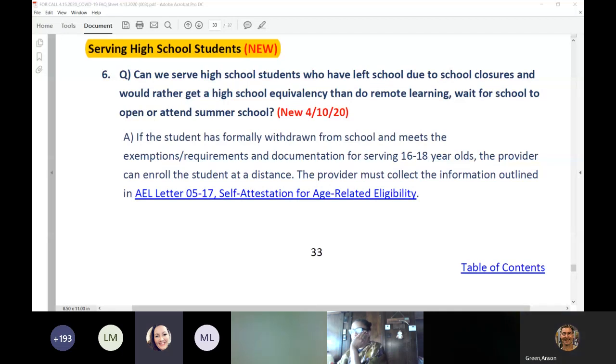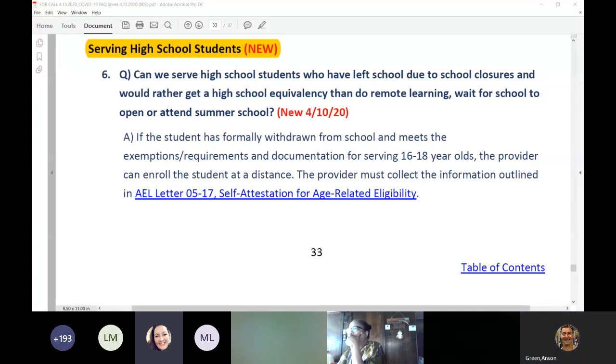The question that came in is: can we serve these high school students who have basically left school because the school's closed down and have decided they want to get their high school equivalency instead of doing the remote learning through the local school? Do they have to wait for the school to open or attend summer school, or can they come through us?